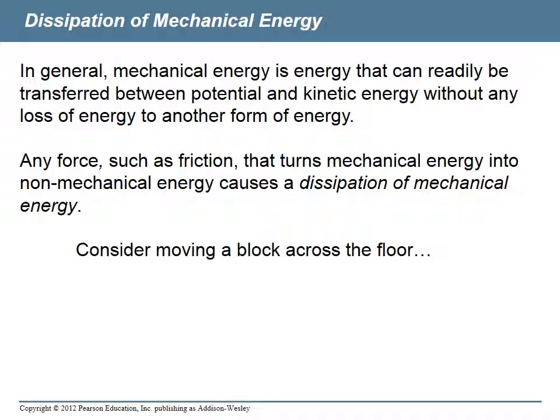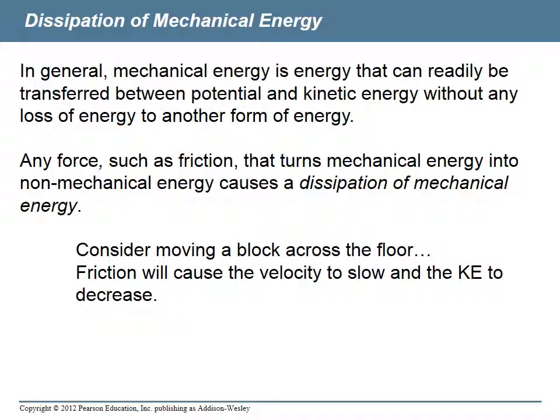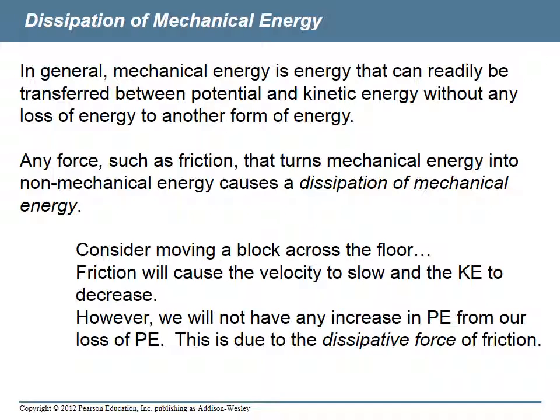So if we consider a block that's moving across the floor, friction would cause the velocity to slow down, right? And then the kinetic energy would decrease. It was going at some initial velocity, so it had some initial kinetic energy, and then at some time later, it has stopped and it has no more kinetic energy, right? And if it's gone along a level surface, then we haven't got any increase in our potential energy, right?